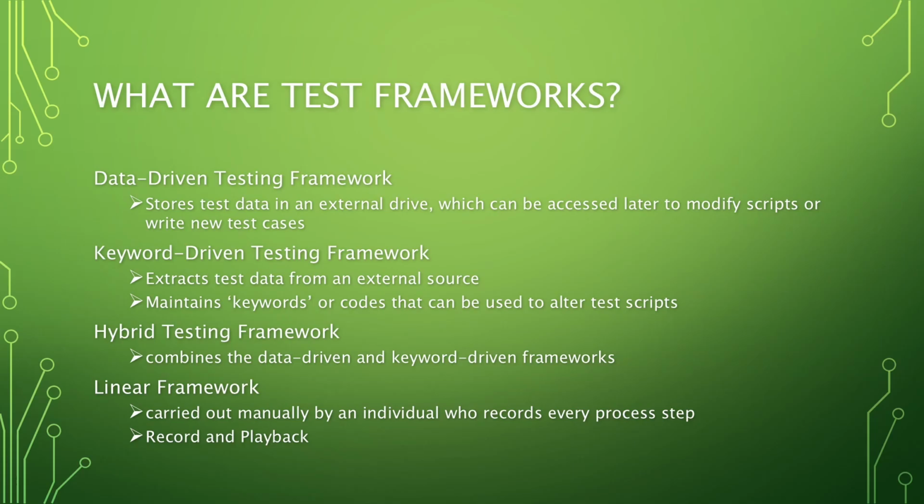A hybrid test framework is a combination of keyword and data-driven frameworks. This type provides the benefit of both frameworks and allows for more flexible and powerful testing scripts that can be easily expanded. In a linear testing framework, testers record each step, like clicks and input, as they navigate through the application, and the tool automatically generates the script. This is the simplest form of automation testing, but is generally less flexible and more brittle.